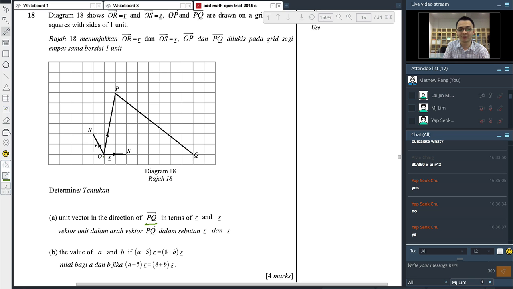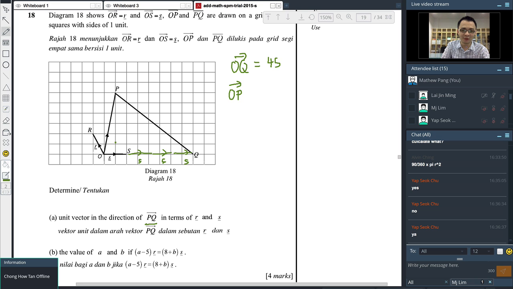OQ is very easy. 2 units is 1s. So we have another 1s, another 1s, another 1s. So I know OQ basically equals 4s. Easy. But OP is a bit hard. OP itself is basically something like 1, 2, 3, 4, 5, 6. Something like 1, 6. So I will need to try to solve this one.